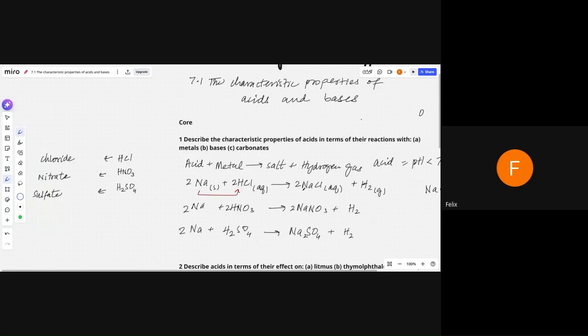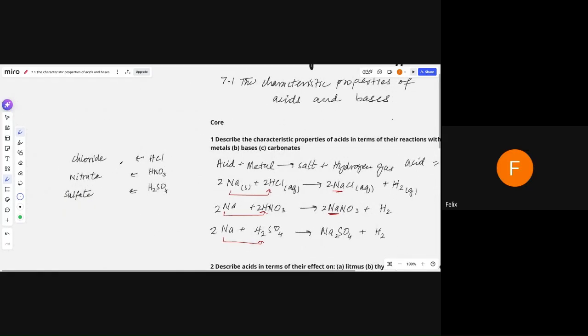So you can see here, and here, because sulfate, you should know that sulfate. Okay, let me write the symbols of these ions. Chloride is Cl negative, nitrate is NO3 negative, and sulfate is SO4 2 negative, right?